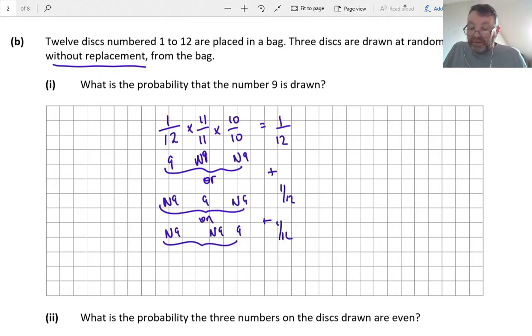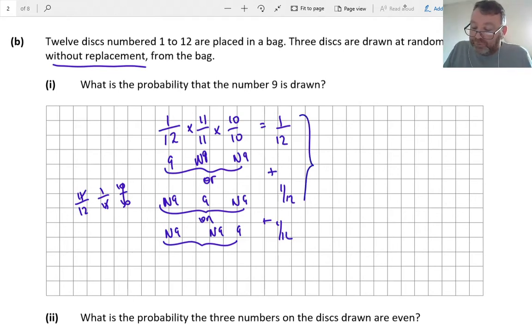Now, if you don't believe me, check it. Let's try one of them, this one here. Not 9 is 11 out of 12, as there are 11 out of 12 numbers that are not 9. Then I want to draw a 9, which is one out of the remaining 11. Then I want to draw not 9, which is 10 out of the remaining 10. Look what happens. They cancel, and you're left with 1 over 12. So even if you take the long way round and work out all the probabilities individually, that's okay, because the cancellation will still give you the same answer.